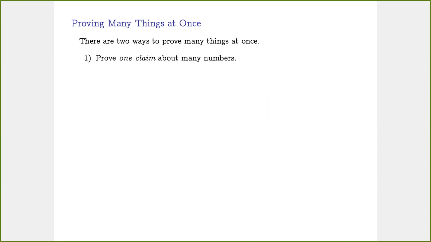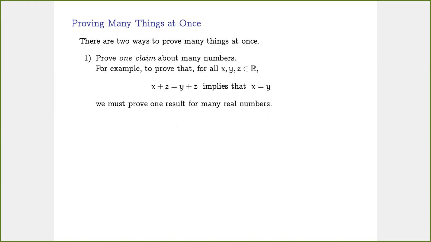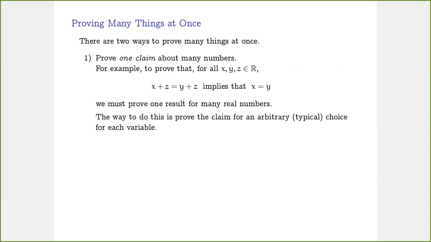There are two ways to prove many things at once. First, one can prove one claim about many numbers. For example, to prove that for all real numbers x, y, and z, x plus z equals y plus z implies that x equals y, we must prove one result for many real numbers. The way to do this is to prove the claim for an arbitrary or typical choice for each variable.